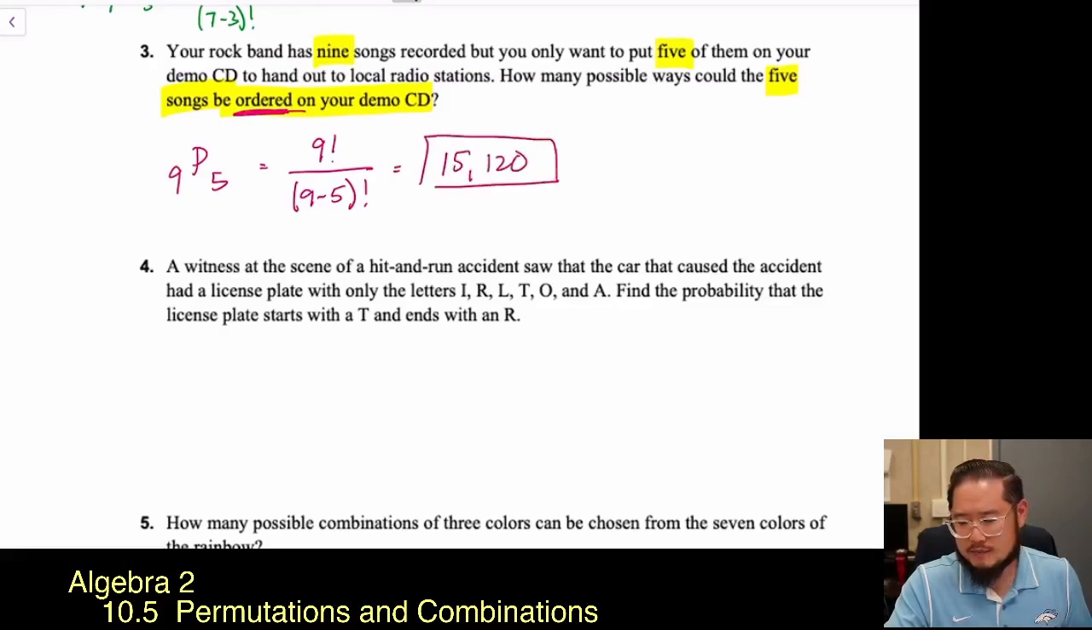15,120 possible ways you could order the 5 songs on the demo CD. Quite a bit there, huh?